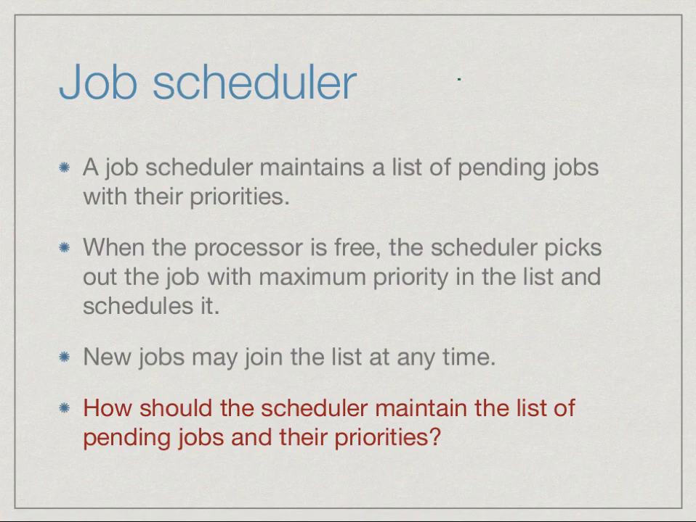New jobs keep joining the list, each with its own priority, and according to their priority, they get promoted ahead of other jobs which may have joined earlier. So our question is, how should the scheduler maintain the list of pending jobs and their priorities so that it can always pull out very quickly the one with the highest priority to schedule next?